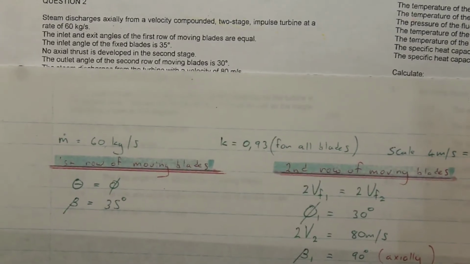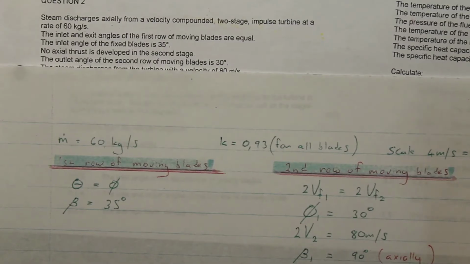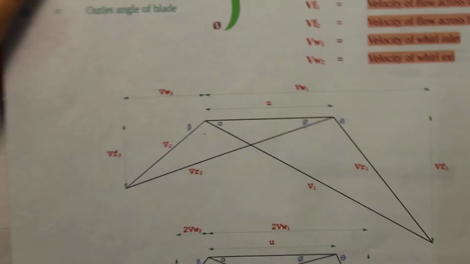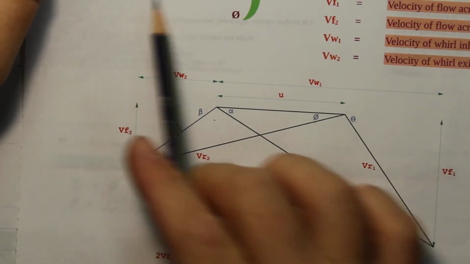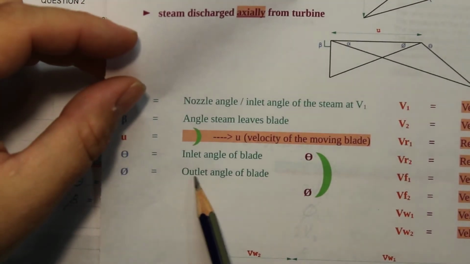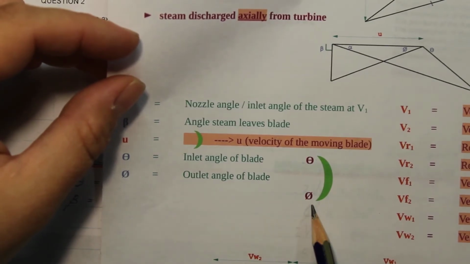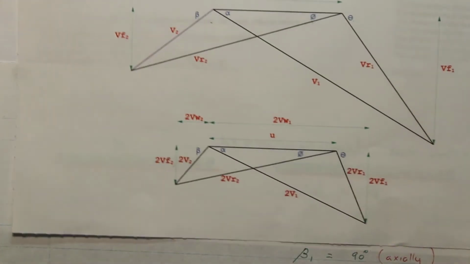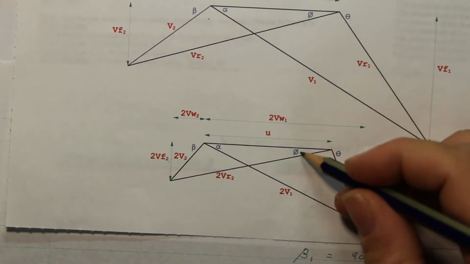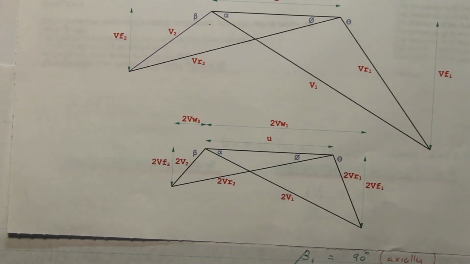Then it says the outlet angle of the second row of moving blades is 30 degrees. So where is that? We go down here to the second row of moving blades, and we see that the outlet angle for the blade is phi. So it's that one there, the outlet angle, and we find it on the diagram, and we know that this is phi 1.